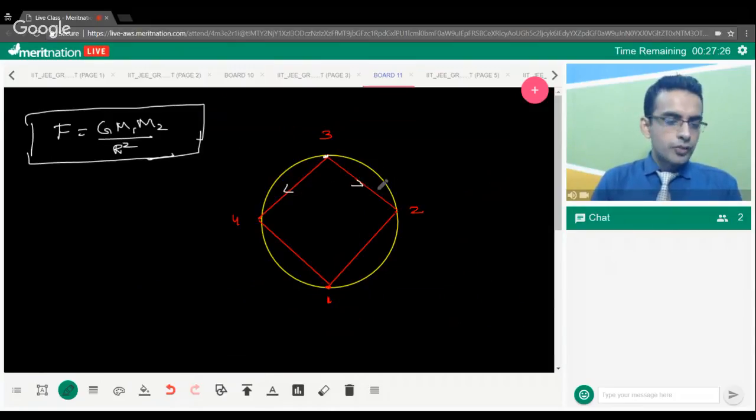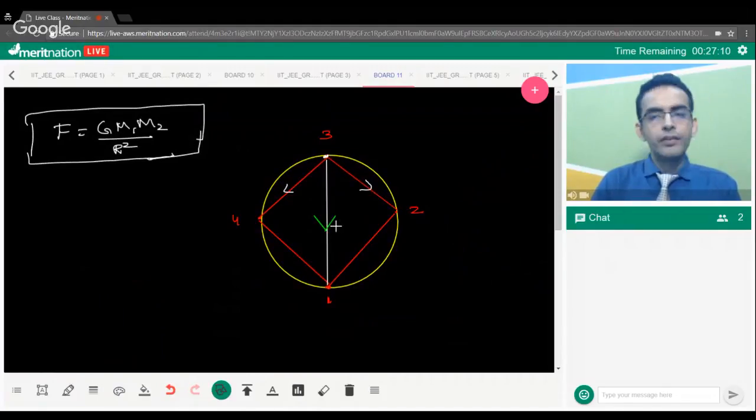So there are 3 particles applying gravitational force on point number 3. It should be clear to all of you that the net gravitational force in the given case should be acting toward the center of the circle. Let's see how.